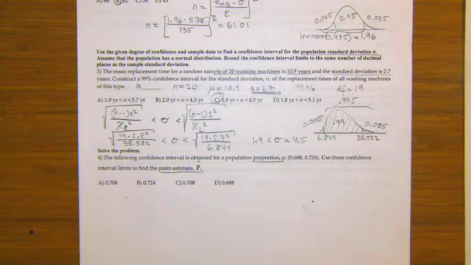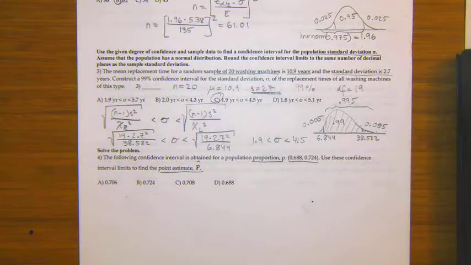Okay, here's my confidence interval. Where is our point estimate? In the middle, exactly. So how do we find it when we have a confidence interval given? Take the mean of the two values. So the upper limit plus the lower limit divided by 2.